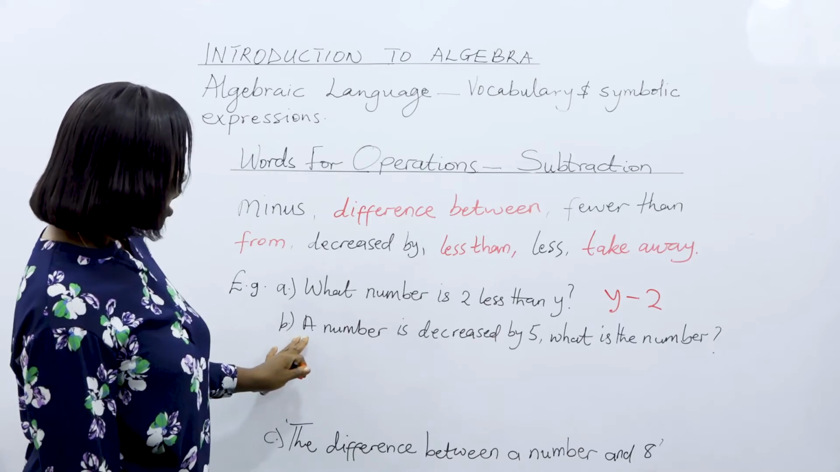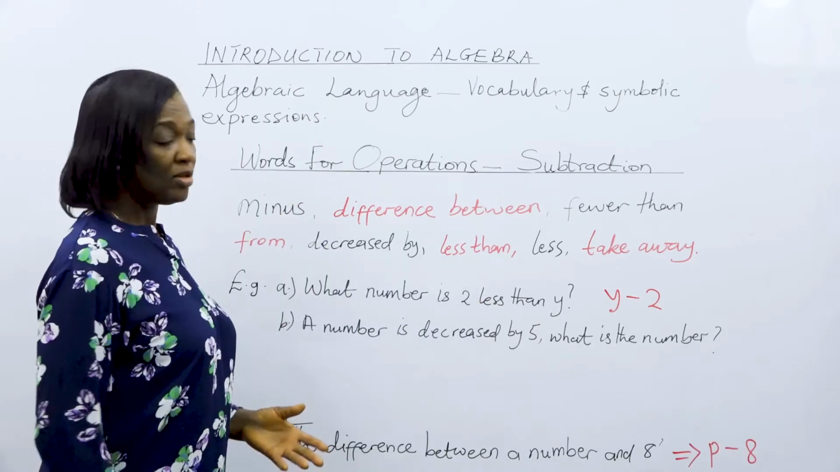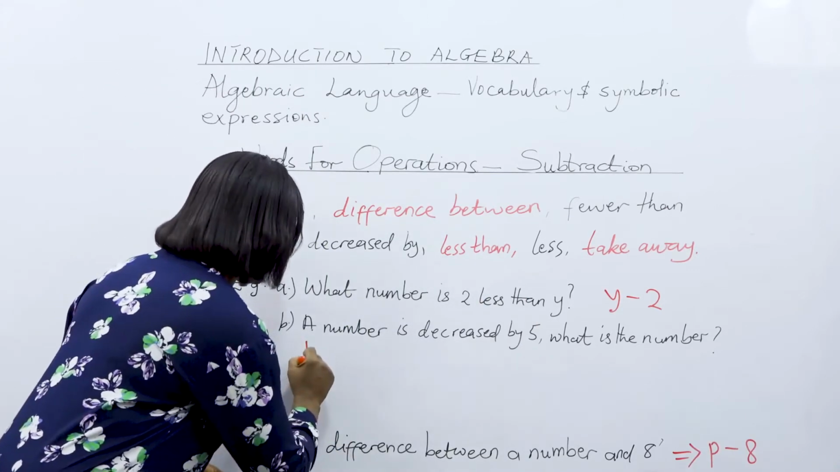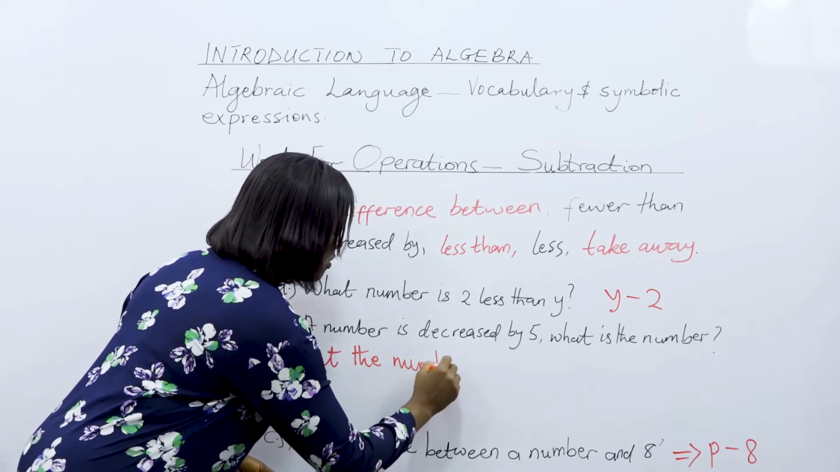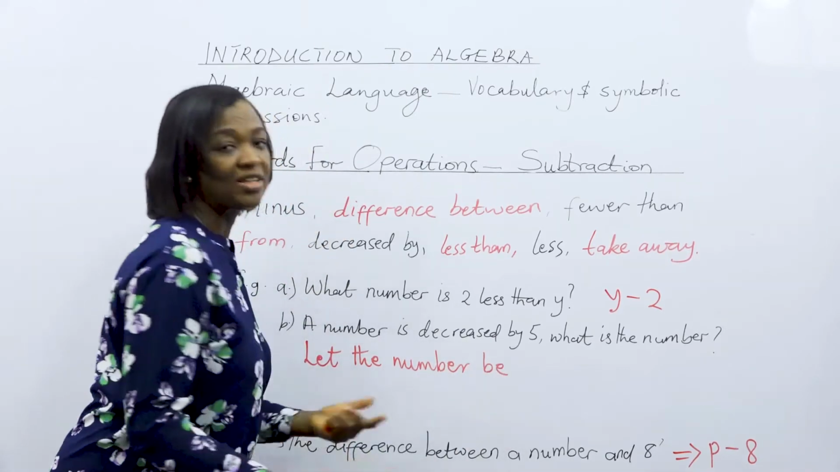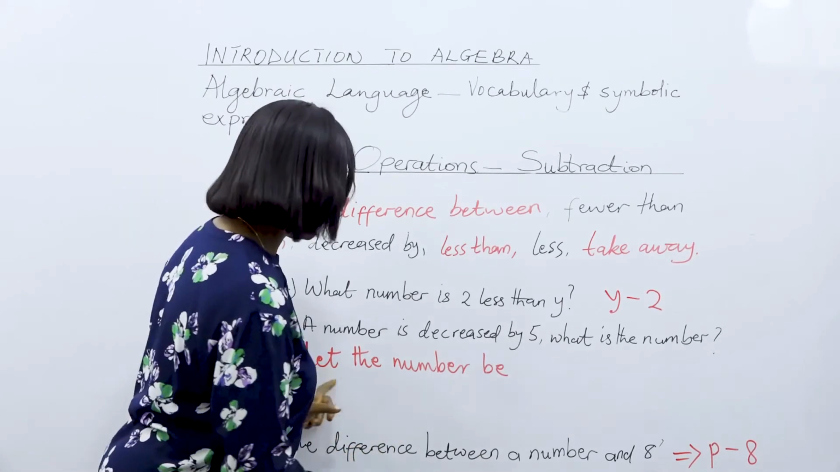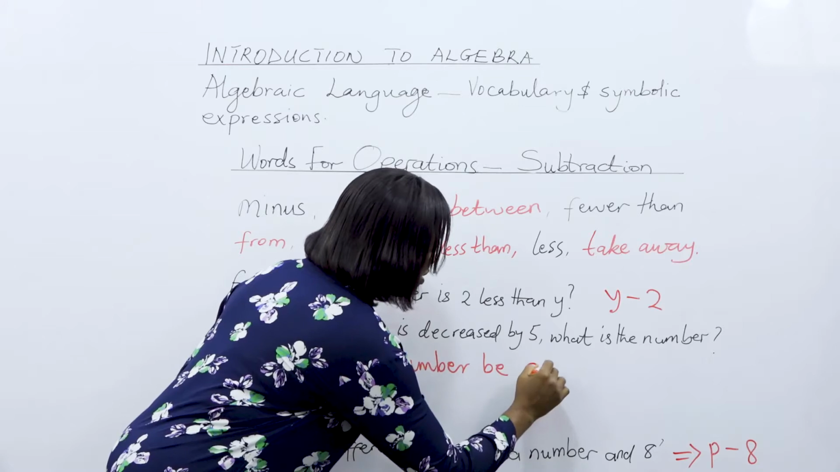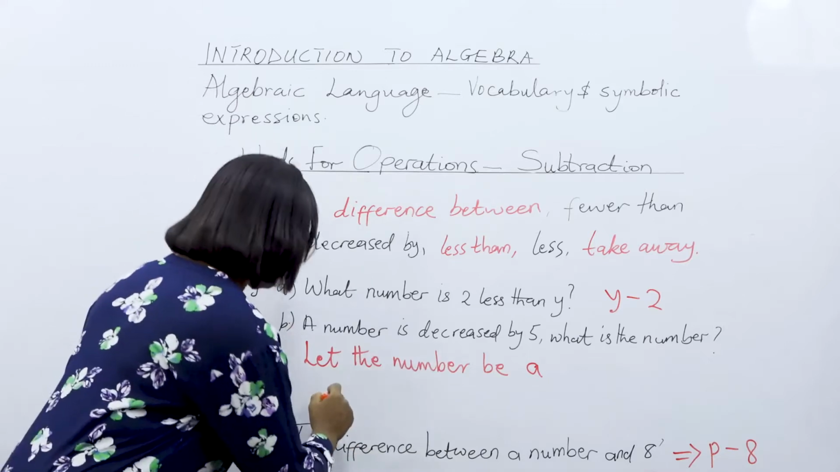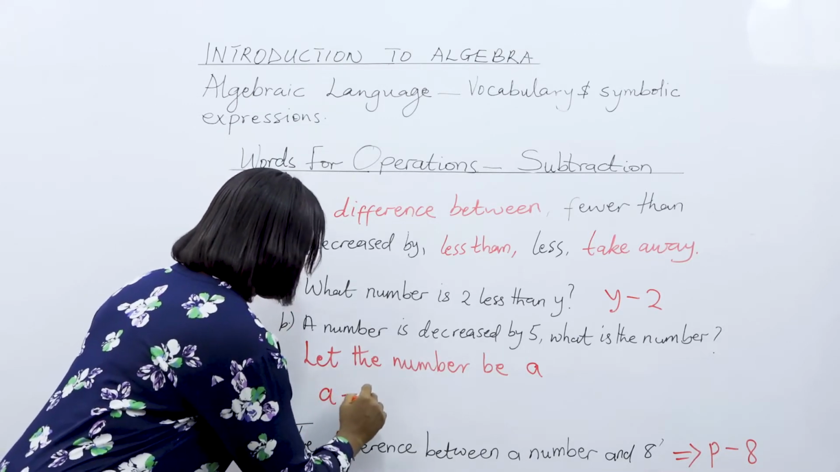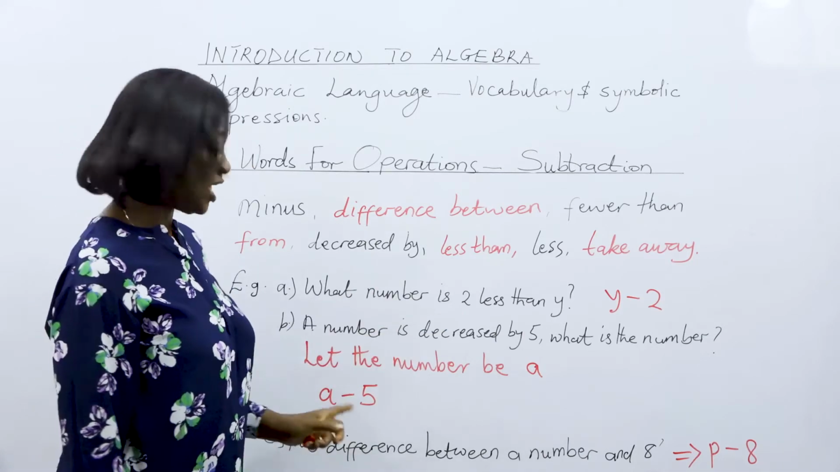Example B. A number is decreased by 5. What is that number? So first and foremost, you would say let the number be X or A or B or C. The choice of the alphabet is yours. So let the number be A. So a number is decreased by 5. That means A is decreased by 5. So we have A minus 5. What is that number? So that number is actually A minus 5.